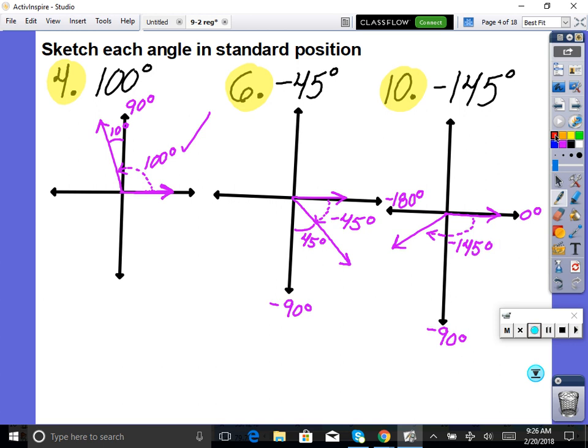Now I'm going to draw in my hint, so let's figure out that distance right there. So how would we do it? It's positive 180 minus 145. Wouldn't that be the distance between that? 35 degrees. So we would now put in our hint, 35 degrees.